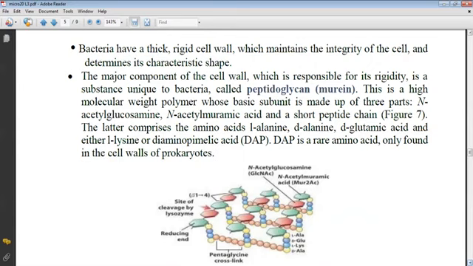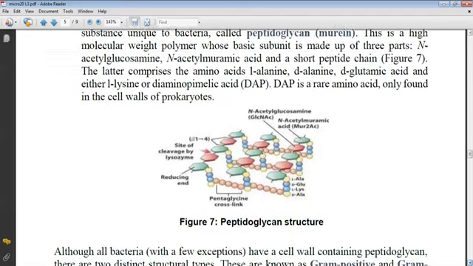N-acetylglucosamine, N-acetylmuramic acid, and a short peptide chain. The latter comprises amino acids: L-alanine, D-alanine, D-glutamic acid, and either L-lysine or diaminopimelic acid. Diaminopimelic acid is a rare amino acid, only found in the cell walls of prokaryotes, especially bacteria.